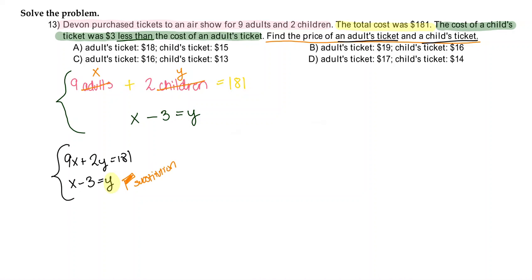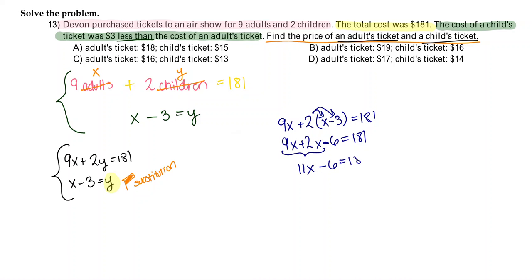So I'm going to rewrite my first equation, but instead of writing y, I'm going to substitute y for x minus 3. So that's going to look like this. 9x plus 2 times x minus 3 equals 181. And now I'm just going to solve for x. So I'm going to distribute my 2 first. So that's going to give me 9x plus 2x minus 6 equals 181. Now I'm going to combine my like terms. 9 plus 2 is 11. So 11x minus 6 equals 181.